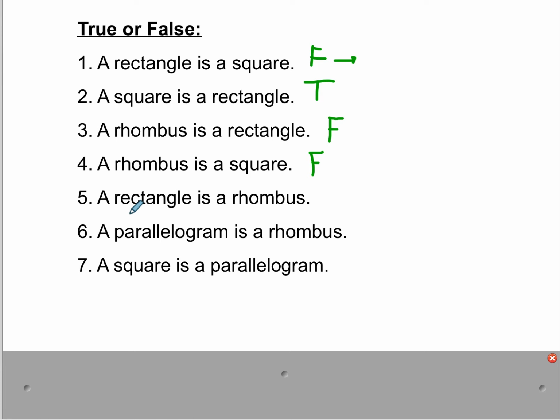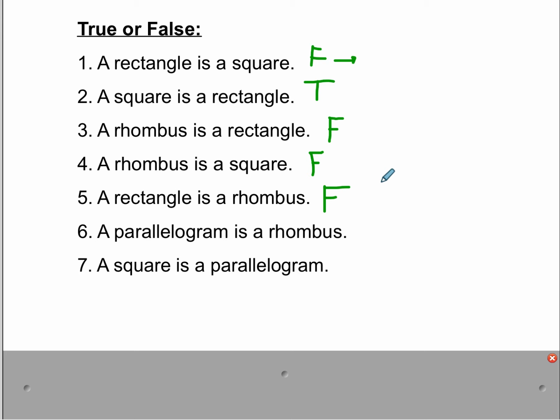A rectangle is a rhombus. If you guessed false, that is also true. A rectangle does not have to have 4 congruent sides, which a rhombus must. So a rectangle is not a rhombus.